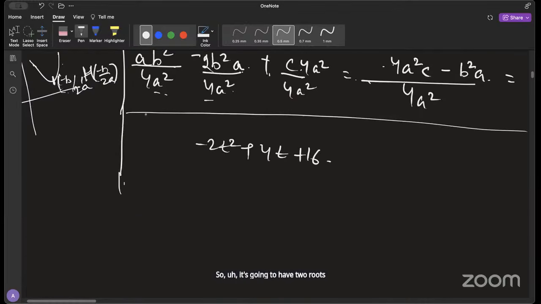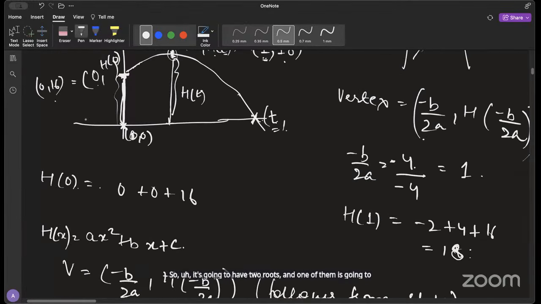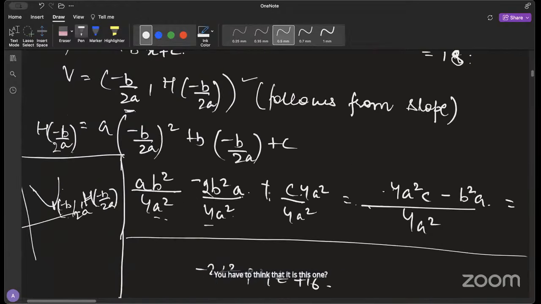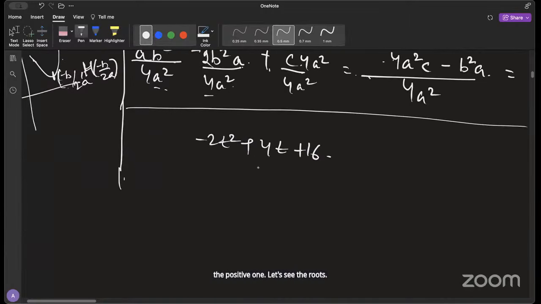So it's going to have two roots, and one of them is going to lie here on the negative side, right? So we don't have to consider that. We have to consider this one, the positive one. Let's see the roots. What are the roots of this? One is minus 2, another one is 4. Yeah, it's t minus. Okay.